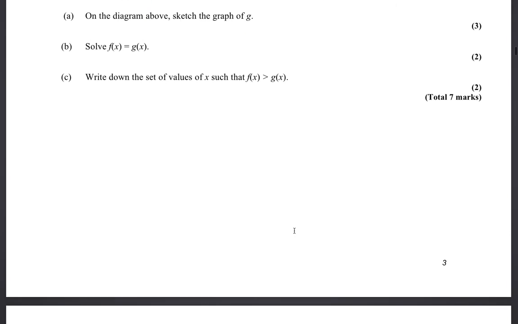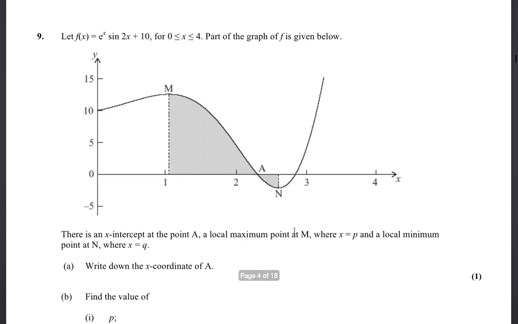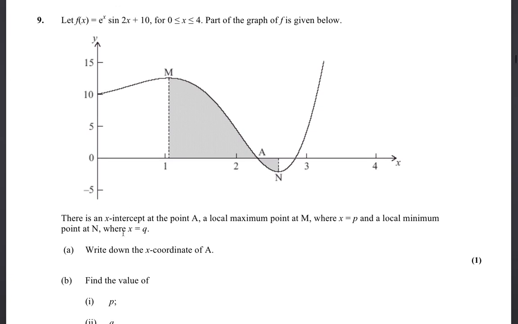So let us look at the ninth problem now. Let f of x equal to e power x sine 2x plus 10, for x between 0 and 4. Part of the graph of f is given below. Now you can see there is an x-intercept at the point A. There is a local maximum at the point M, where x equal to p, and then there is a local minimum when x equal to q. So write down the x coordinate of A.